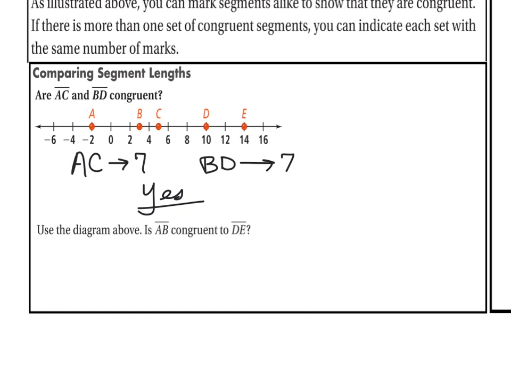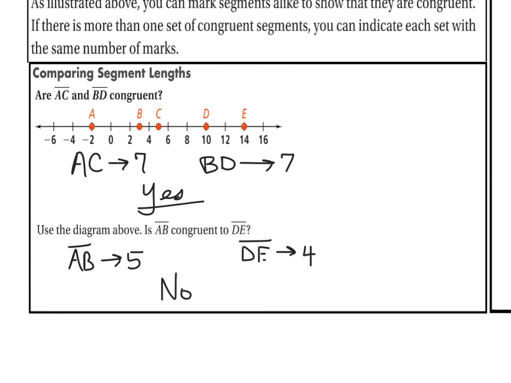Okay, in the diagram above, are AB and DE congruent? So I want AB and I want DE. I've got to calculate how long those segments are. As I look at it, AB, go 2, 4, and then 5, because again, it's in the middle. So that's a 5 unit segment here. And then as I look at DE, I go 2 and I go 4. Those guys are 4 units long. Are these congruent? Obviously they're not, because they don't have the same lengths.